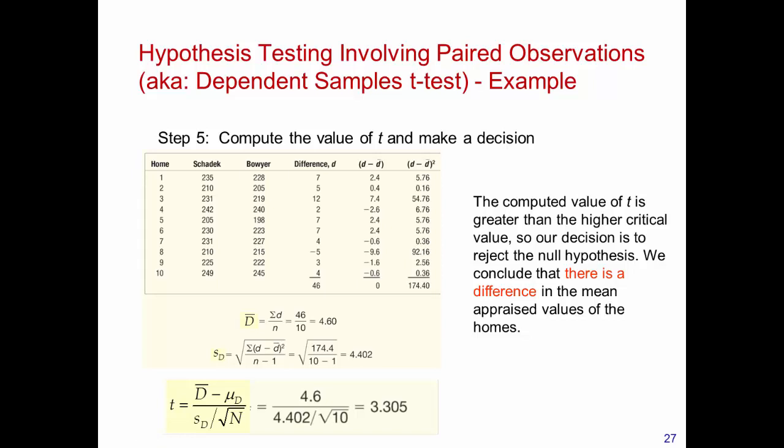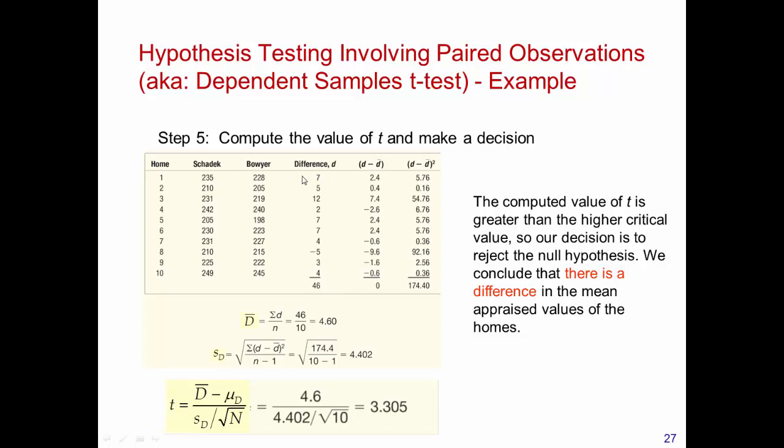So we make the decision. If the results are very unlikely, we'll call baloney on the assumption that nothing is going on. In this case, it is very unlikely. We reject the null hypothesis because 3.305 falls in the rejection region above 2.262, our t-critical value on the positive side.